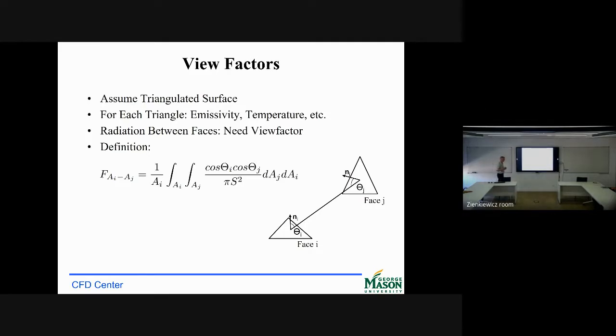Okay, the view factor is given by this integral here, where we have two arbitrary triangles that can see each other, and you have these cosine relationships between them. Okay, so the most CPU intensive part here is trying to see if a triangle can see another triangle.